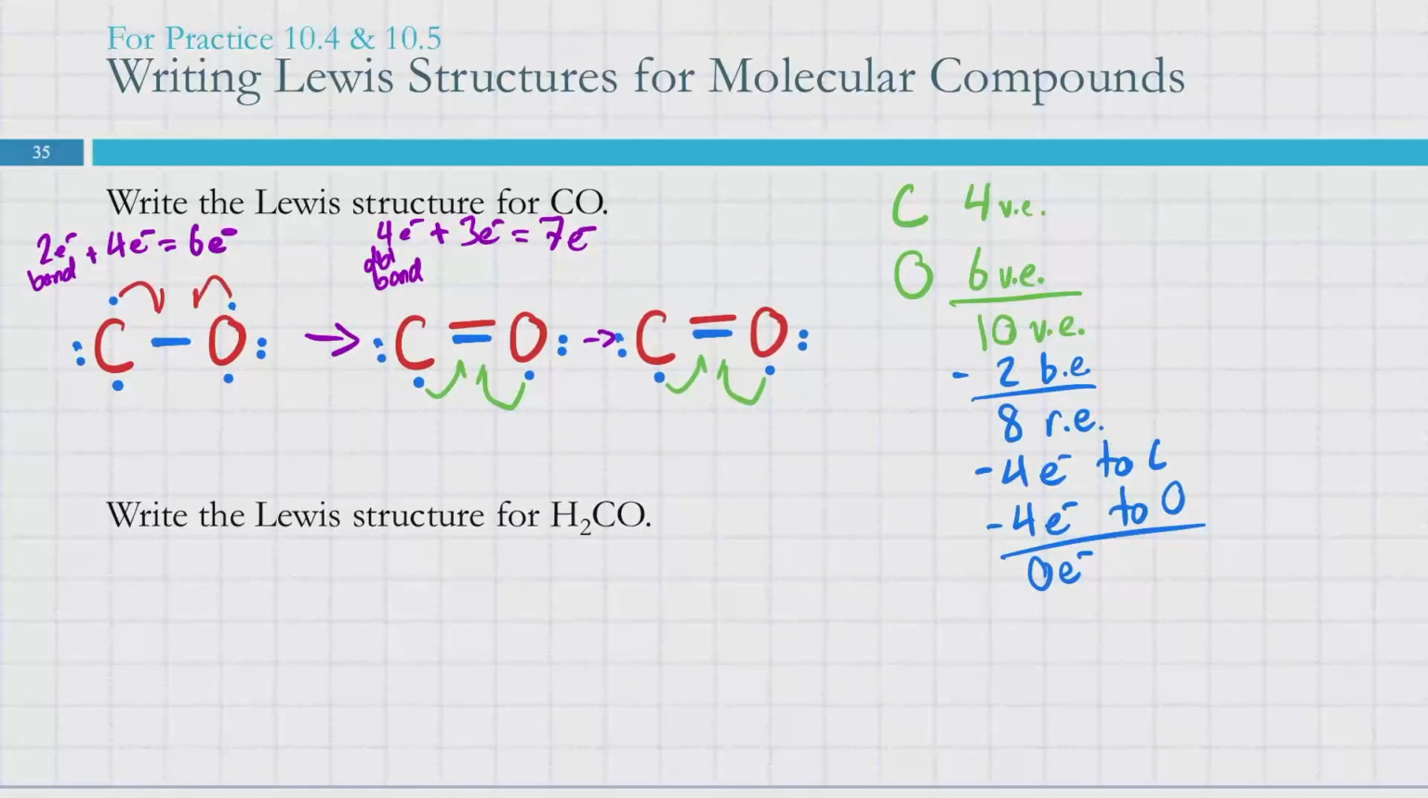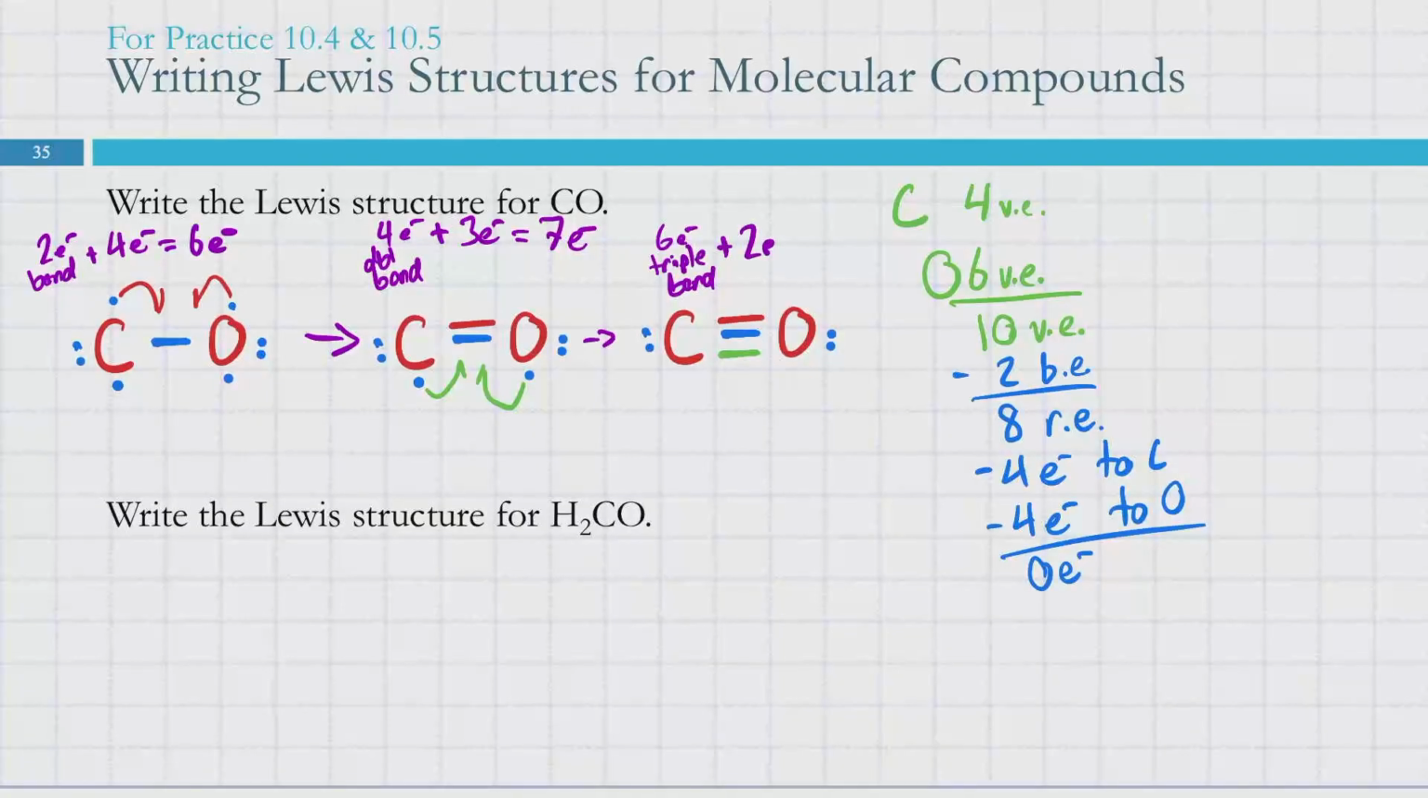Space that a little better. Okay. And now it looks like this. We've got 6 electrons from the triple bond plus 2 more electrons in the lone pair. 8 electrons, that's an octet. They both have octets. Good Lewis structure.